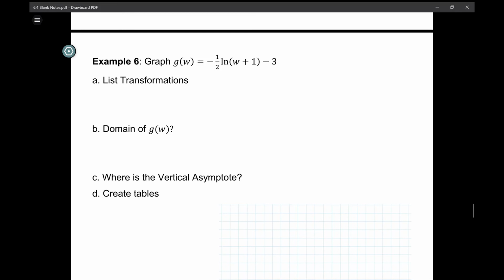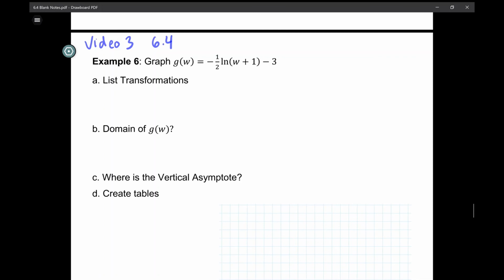All right, and welcome to video 3 for section 6.4. We're going to do one more of these where we list the transformations and look at the graph, and then we're going to try to match the function to the graph. So let's do one more of these. I want you to try this one on your own first. The first thing I want you to do is list the transformations for g of w. So right now, pause the video and list all 3 transformations, find the vertical asymptote, and figure out the domain.